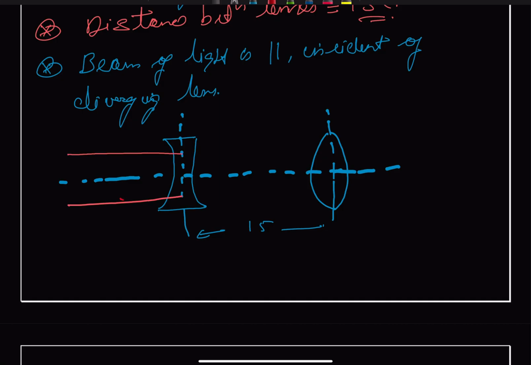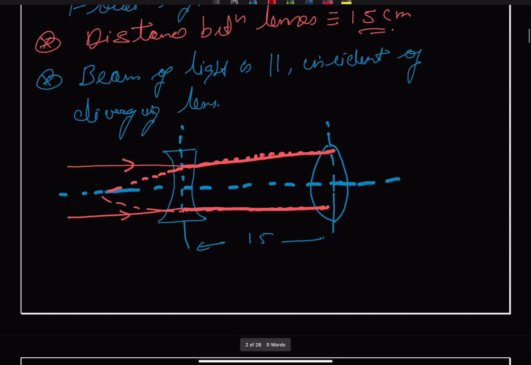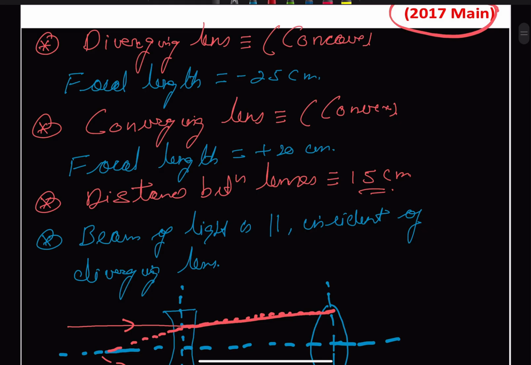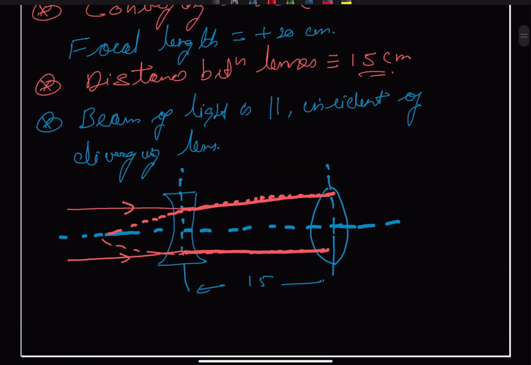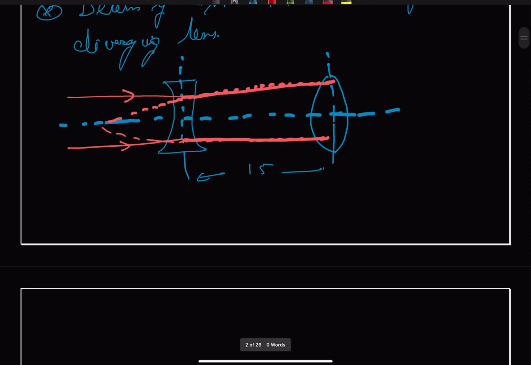So it is coming like this. So it will diverge. Let us suppose something like this, and it will be falling here, and same will be here. So we can just make it a solid one, and they will be converging on the back side and forming an image. And we are given its focal length is 25 and focal length of the lens is given as 20 centimeter.